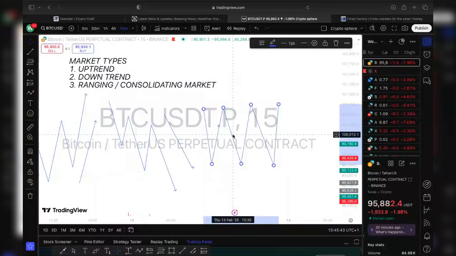How do you know when the market wants to change from ranging to downtrend? You're going to see that by tomorrow. An uptrend can change to a downtrend, and a ranging market can turn into an uptrend, and an uptrend can still turn into a downtrend. That will be discussed by tomorrow. So, yeah.